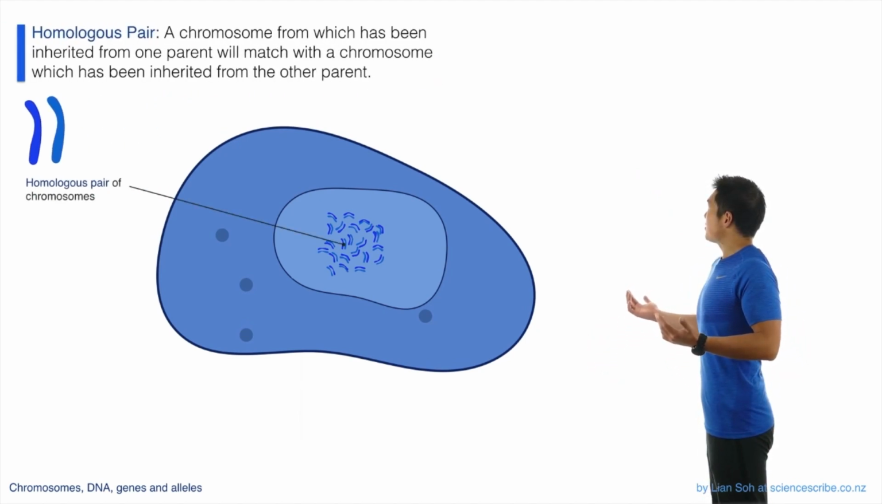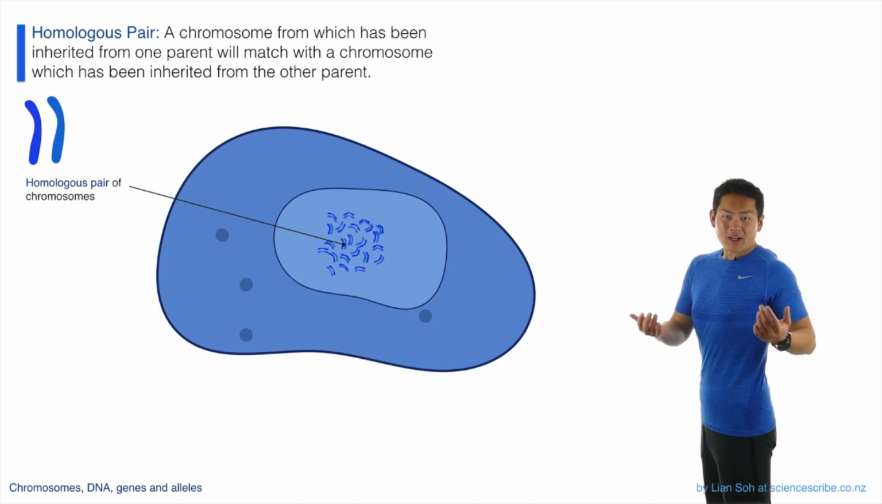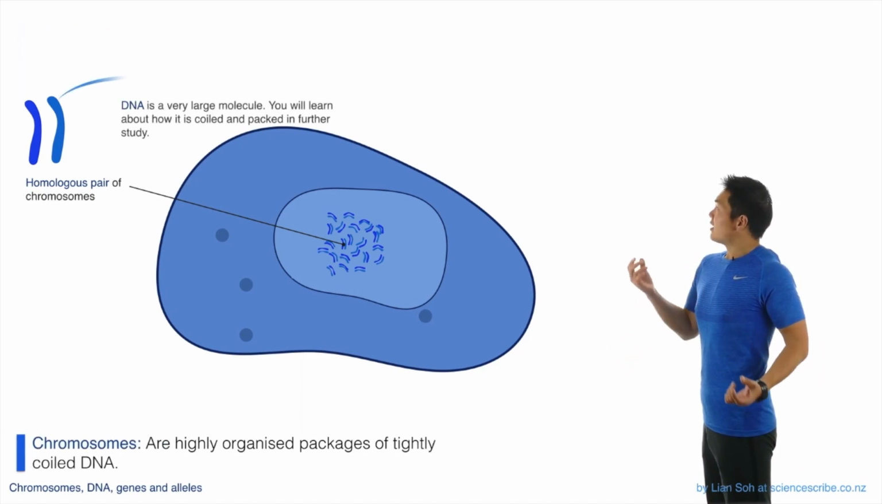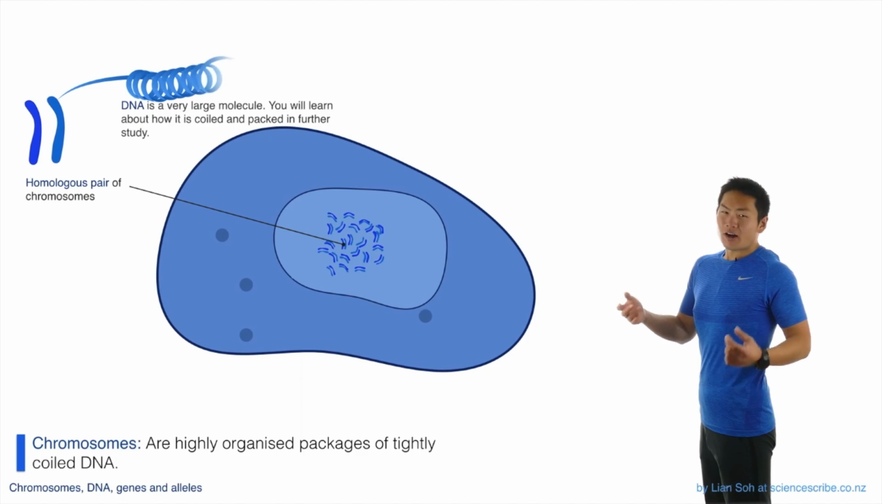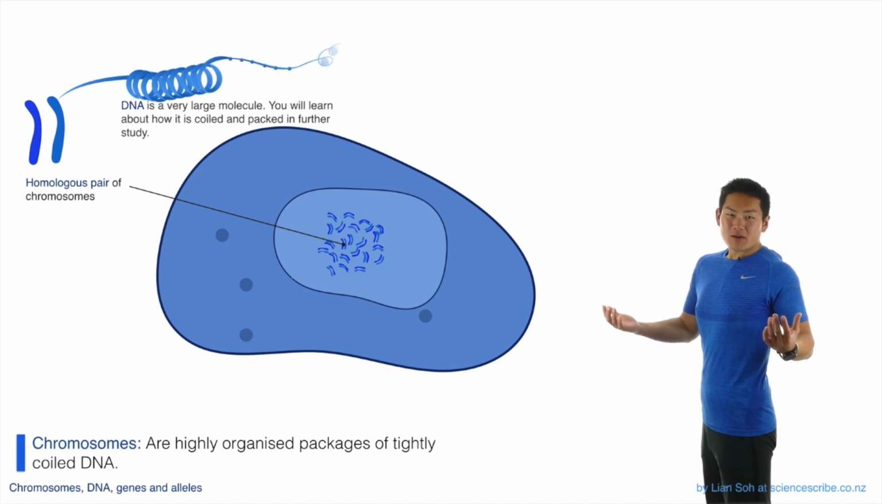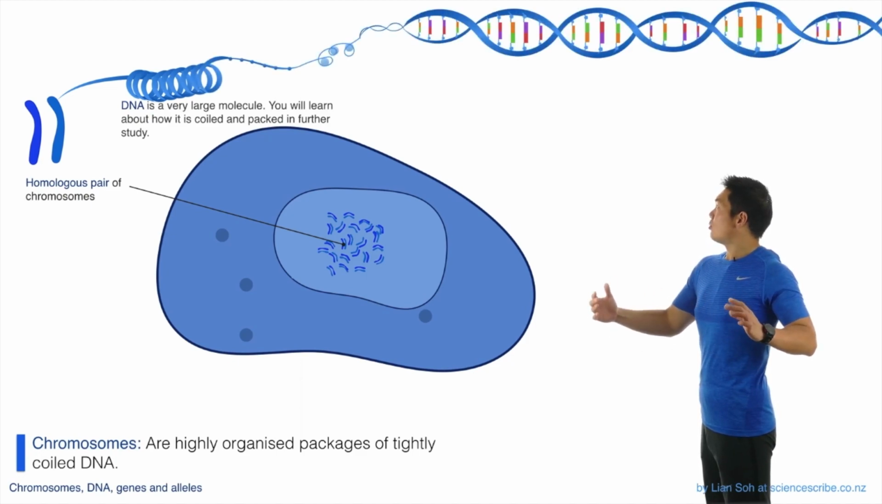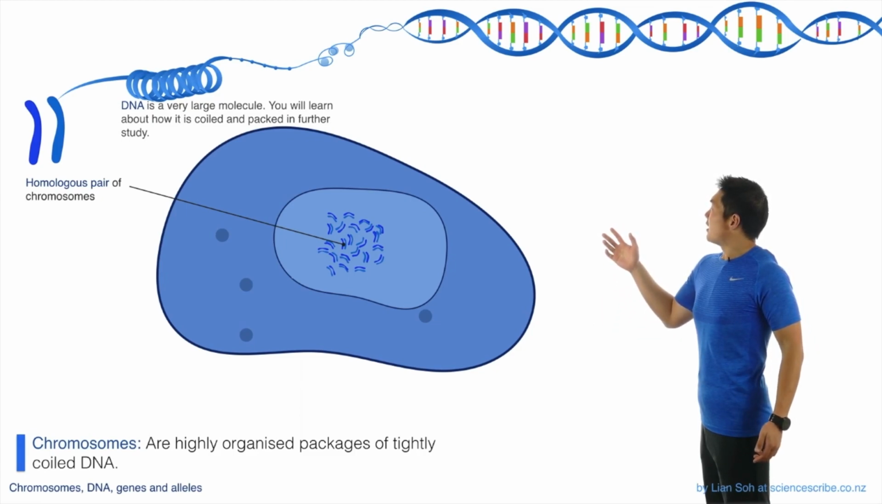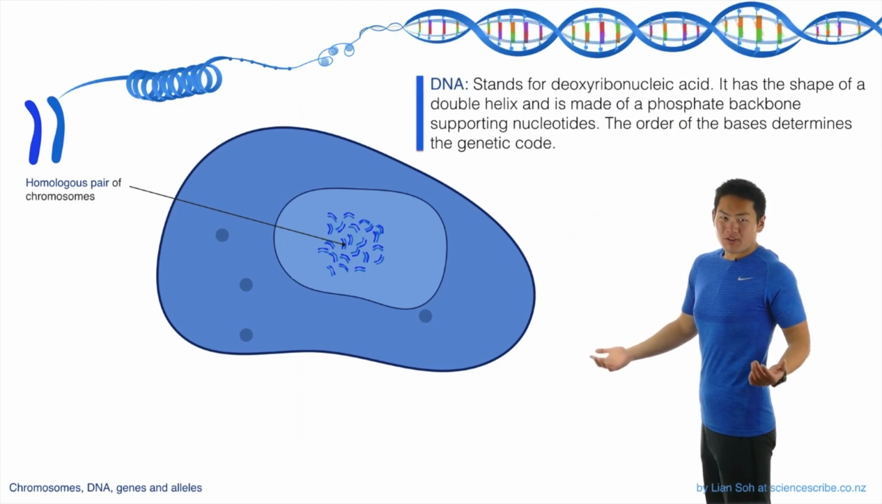As for the chromosomes themselves, the chromosomes are just highly organized structures. And in these organized structures are tight coils of DNA. And that's because DNA is a really large molecule. As for the DNA itself, you can see that it has the shape of a double helix.